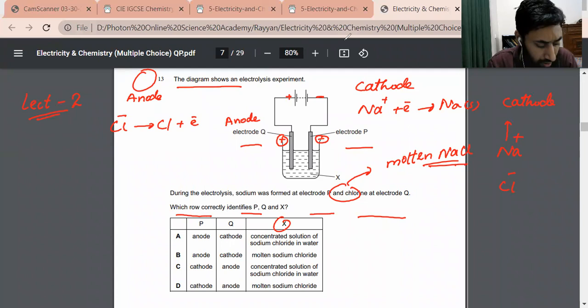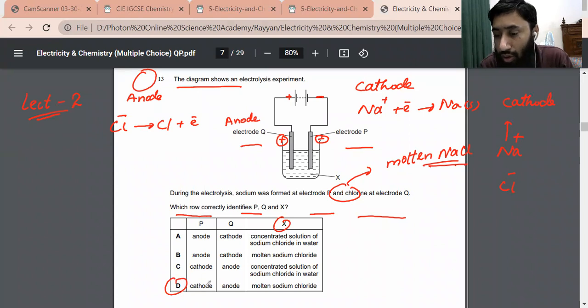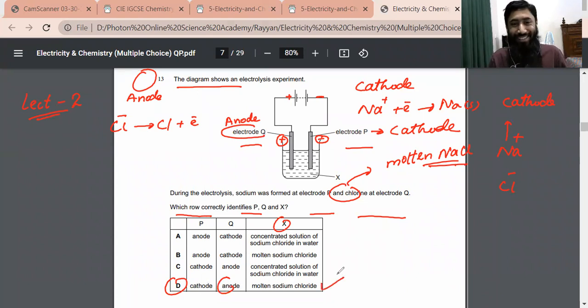For question 13, the correct answer is D, because the cathode is P and the anode is Q, and X is molten sodium chloride. So my answer is correct. This is the way we figure out the correct answer.